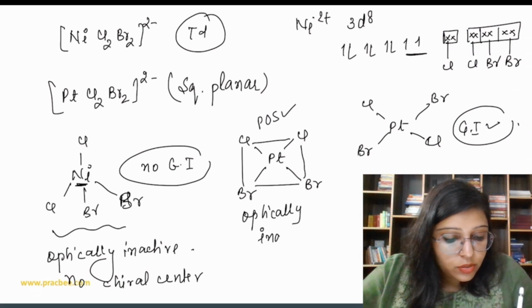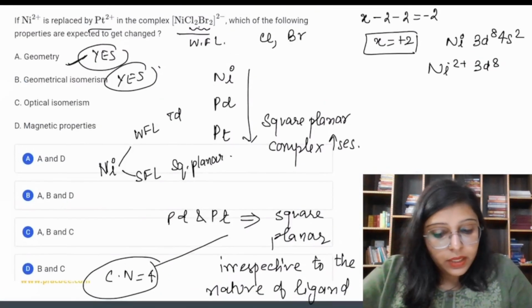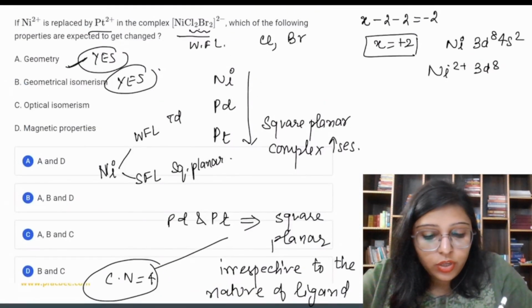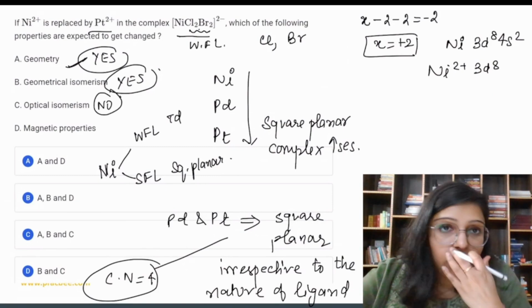So the optical isomerism part is not going to change. So no. What about magnetic properties?